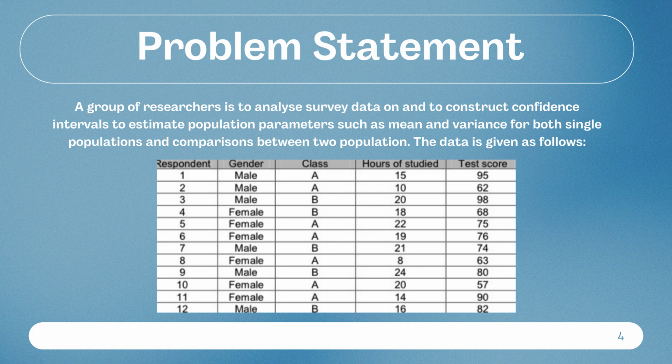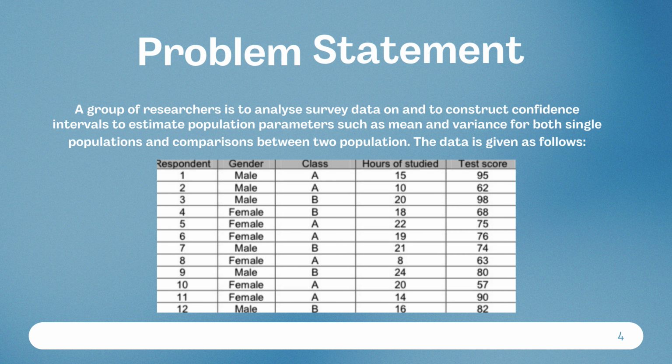This is our problem statement. It is stated that a group of researchers is to analyze survey data and to construct confidence intervals to estimate population parameters such as mean and variance, for both a single population and a comparison between two populations. The data is given as follows. There are four sets of data that we will be using, which are gender, class, hours of studies, and test score, and there are 12 respondents.